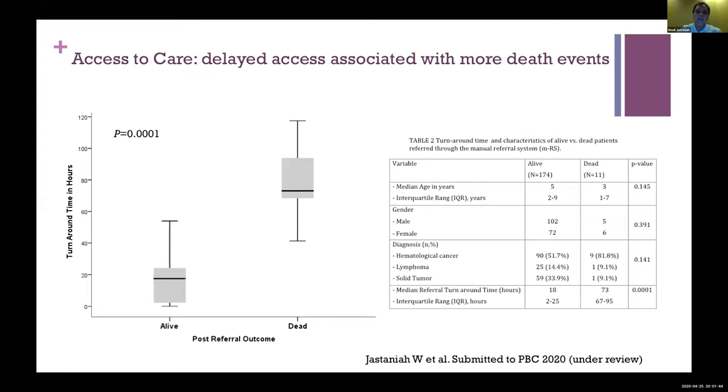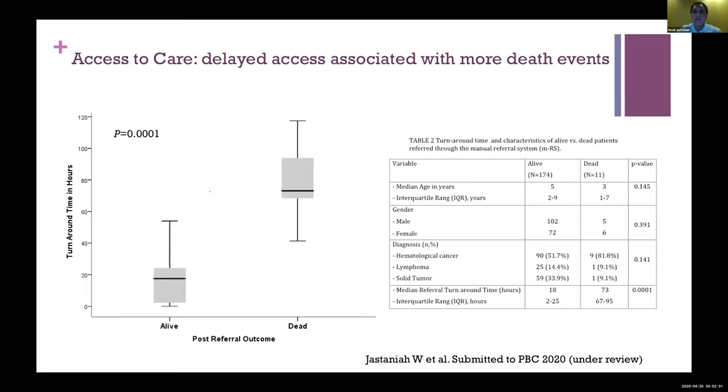So, in highlighting access to care, this is a single center study done by our group, looking at turnaround times of processing referrals from community centers and private hospitals in the region to the Princess Noura Oncology Center in our hospital. From January to December 2015, we had 185 pediatric cancer referrals accepted by our center, of which 11 had early deaths. Early death was defined as death from the time of initiating the referral from the referring center to the time of discharge from the first admission or contact to our hospital.